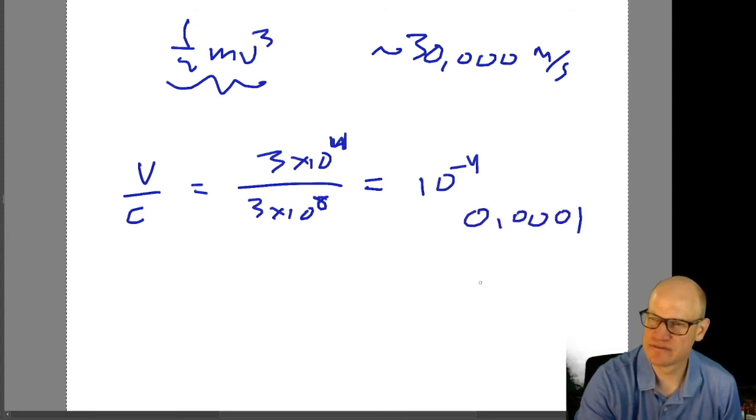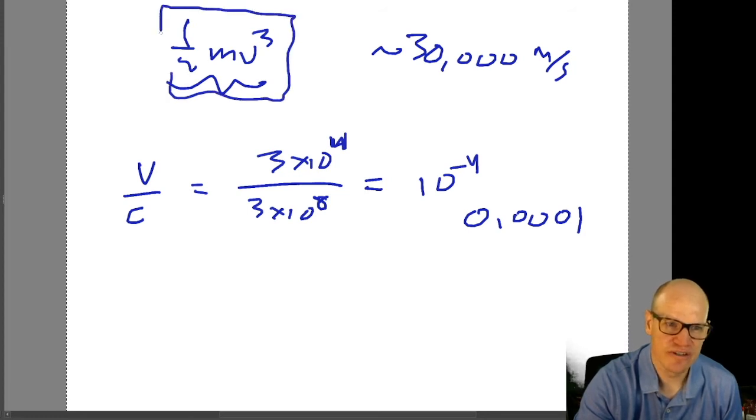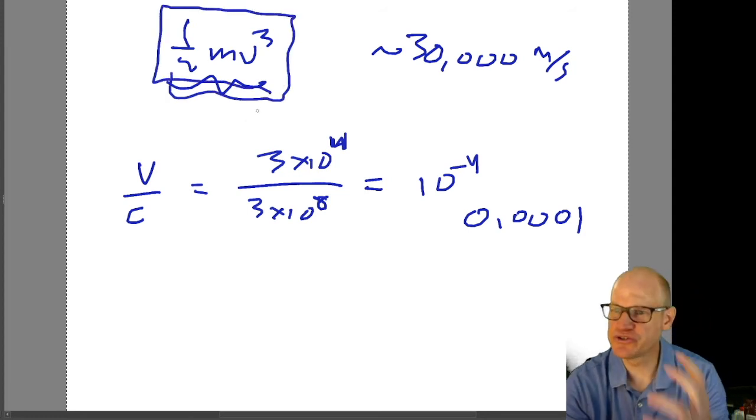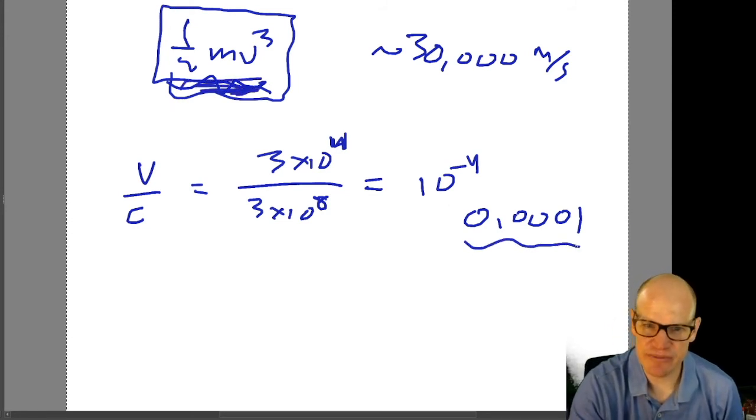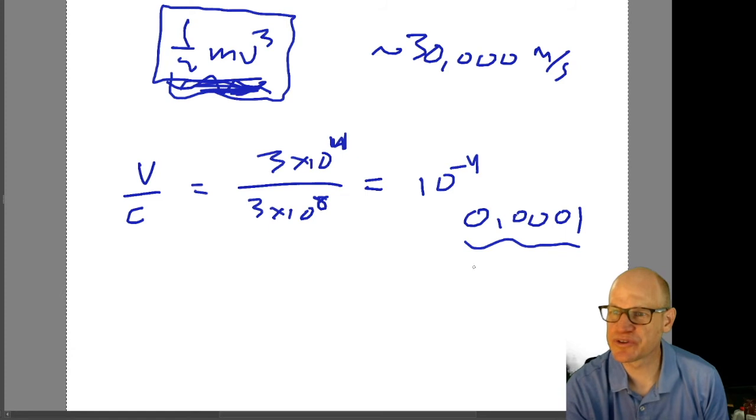That's 0.0001. So that's the size of this term that we're missing when you use Newton's approximation. This is how big that term is. That's what, 1/100th of 1%.